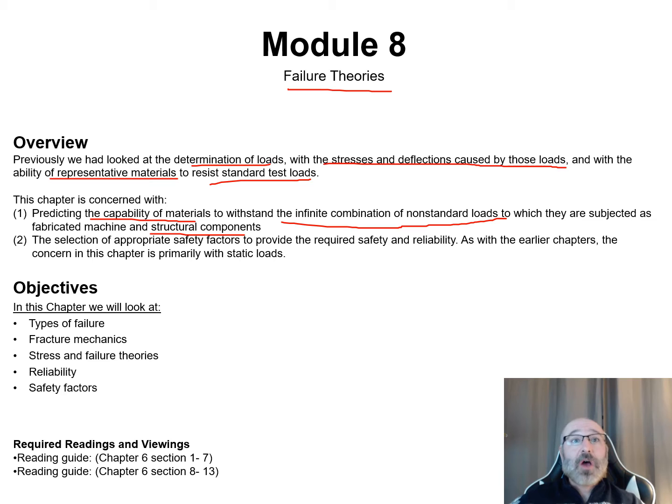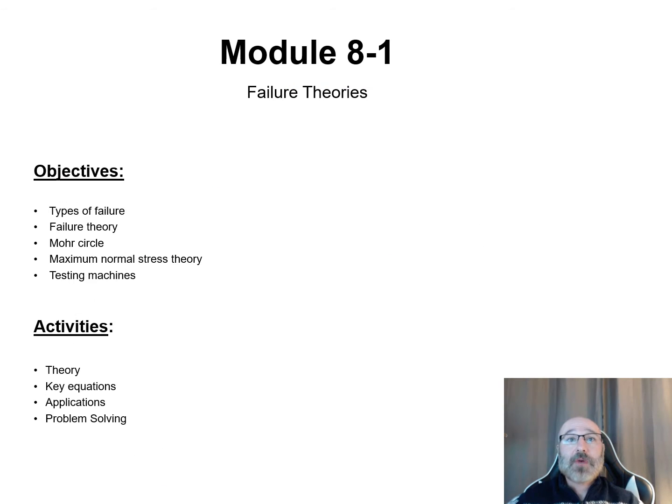Now, the selection of appropriate safety factors is going to be very important. This is to provide the required safety and reliability. As with earlier chapters, we're still going to be concerned primarily with static loads. Within this module, we want to look at different types of failure, talk a little bit about fracture mechanics, then get into some stress and fracture theories, discuss reliability, and then get into safety factors as well. Relating back to your textbook, this is Chapter 6, and we're breaking this into two sections, Chapter 6, Sections 1 through 7, and then Chapter 6, Sections 8 through 13 in your textbook.